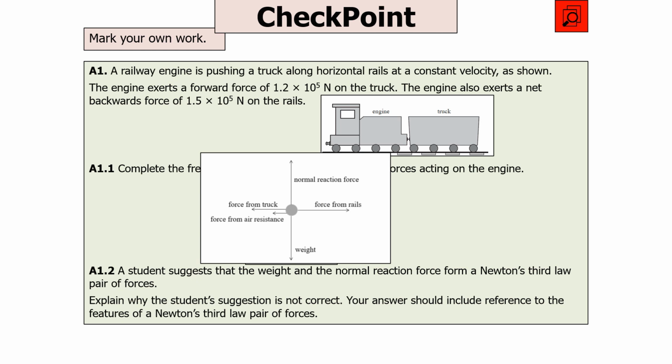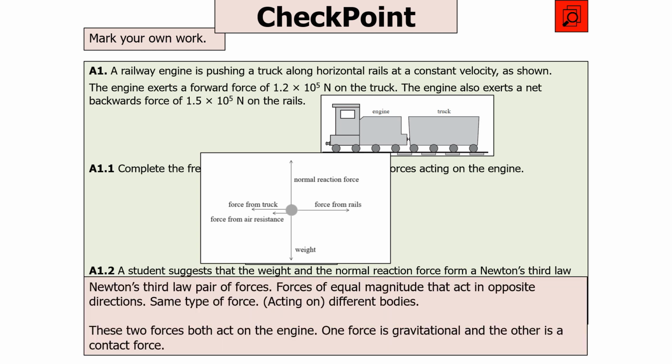Right, remember when you draw a free body diagram, the length of the arrow shows the size of the force. So you'll see here that the force from the rails is going to be larger than the force from the truck when you actually look at the situation going on. Now, as well, there'll be a force of air resistance acting against the motion of the object. So as a result, you can see it working through there. Now, it's not going to be a Newton's third law pair because a Newton's third law pair of forces has forces of equal magnitude in opposite directions with the same type of force acting on two different bodies. Firstly, the two forces act on the same thing, one body, the engine, and secondly, they are two different types of forces, gravitational and contact, so there can't be a Newton's third law pair.